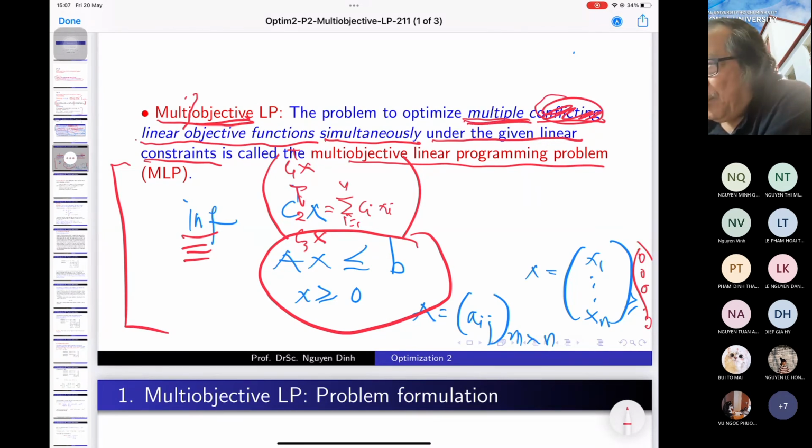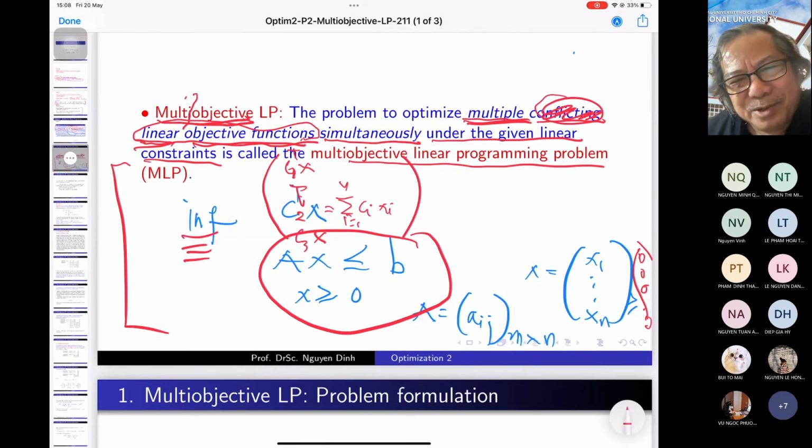Multiple linear objective functions. Here there are three. You understand what it means, linear objective function? Linear objective function means what? Tường Vi. Linear objective function. So it means what? Linear function.